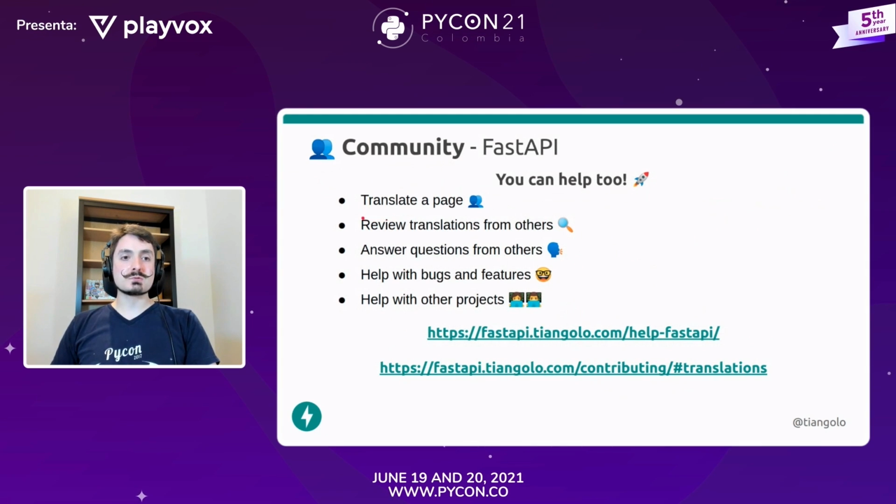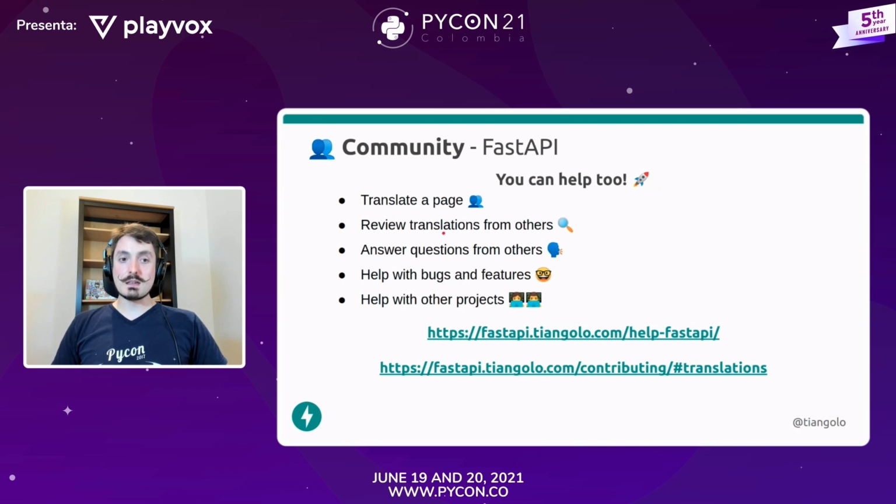For example, with FastAPI, you could translate a page. Translating a page could help a lot the local communities, for example, the communities in Spanish, or you could review translations from others, or you could answer questions from others. But I think that translations are a great example because only a few people can do translations. This is not something that everyone can contribute. Only someone that speaks two languages, like English and Spanish, can help translate documentation and translate things to other languages. And this also helps a lot of the local communities. So this is a great example.